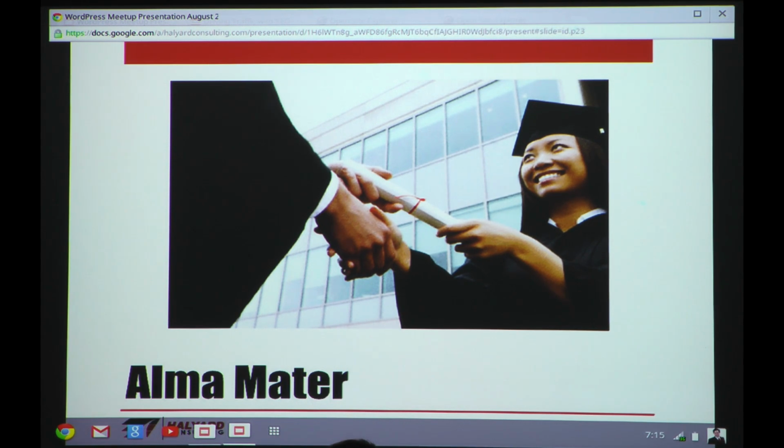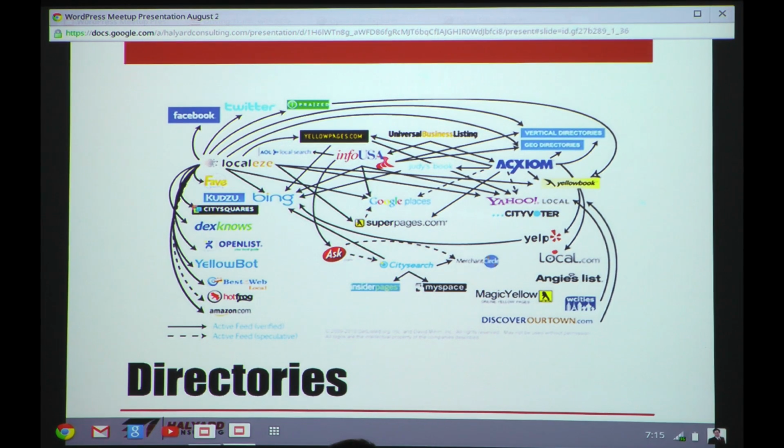Next, directories. You can get 10 SEOs in a room and ask them how they feel about directories, and you'll probably wind up with a lot of fighting if there's not a lot of alcohol in the room. But you'll probably come out 5-5 or 6-4 or something like that. Some people live by it, and some people absolutely bash it. I'm on the side that I don't think that it hurts, and I think that if you do it right, it will improve the amount of backlinks that you have going to you.